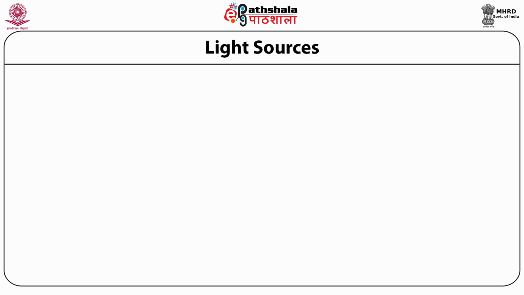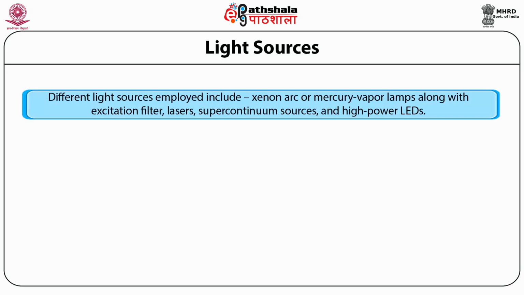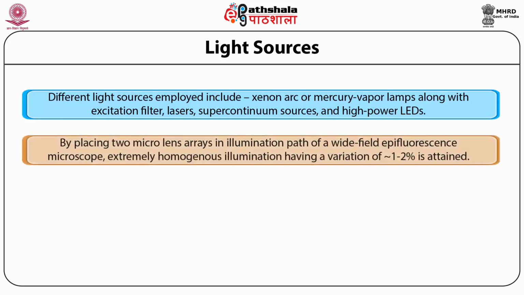Let us now discuss the light sources. Different light sources which are employed include xenon arc or mercury vapor lamps along with an excitation filter, lasers, supercontinuum sources, and high-powered LEDs. By placing two microlens arrays in the illumination path of a wide field epifluorescence microscope, extremely homogeneous illumination having a variation of 1 to 2% is attained.